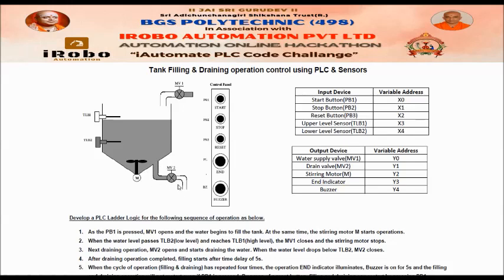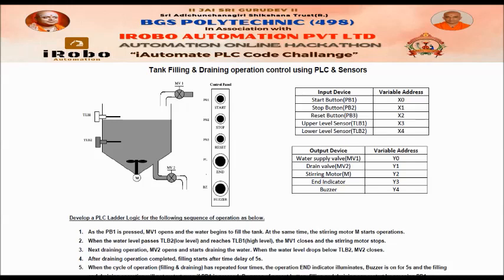After draining the water, there is a delay of 5 seconds to start filling one more time. Once filling and draining is completed, that is called a cycle. So after each cycle, there is a time delay of 5 seconds. So this is the statement: after the draining operation is completed, filling starts after a time delay of 5 seconds. When the cycle of operation is repeated 4 times, that means filling, draining, filling, draining should happen 4 times, then the end indicator illuminates.